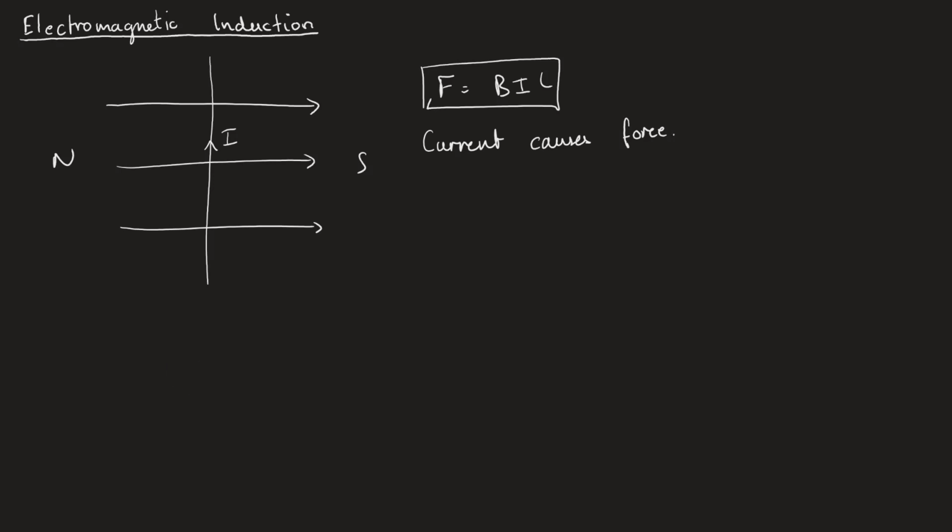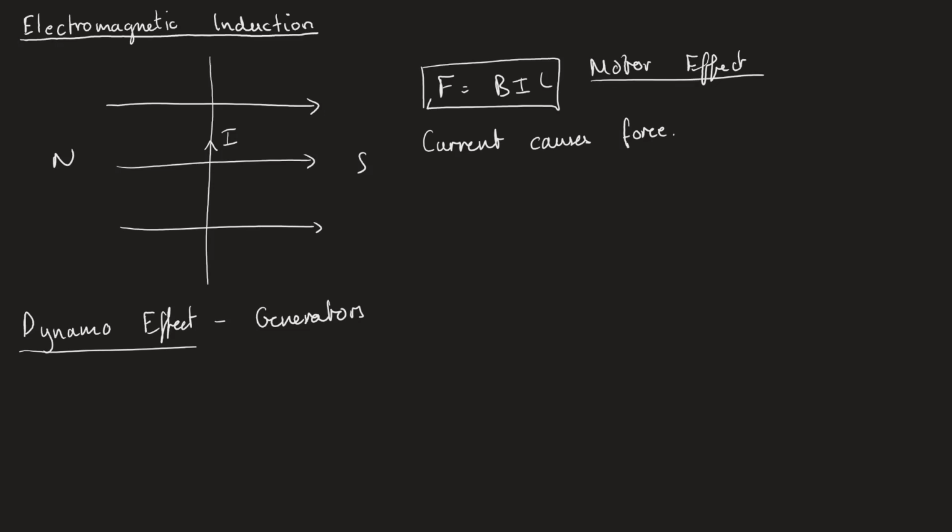If we do it the other way around, we end up with something called the dynamo effect. And the dynamo effect is basically how we have functioning generators. So it's the opposite of this idea here. This idea we could formally call the motor effect if we wanted to. These names you don't really need to know. I'm just using them so that we can distinguish the difference between a current causing a force, and in this case a force that causes a current.